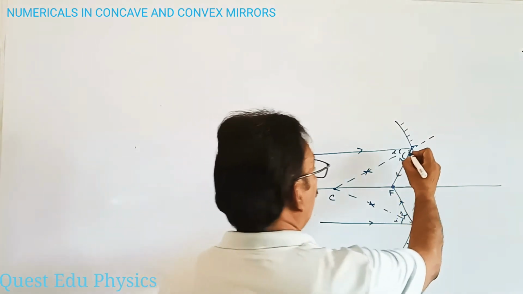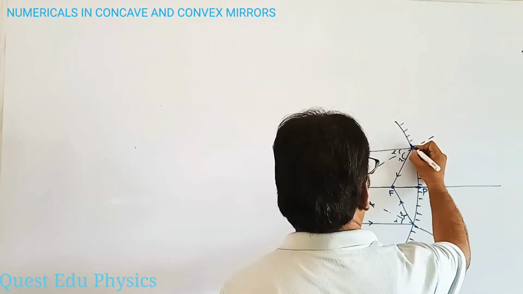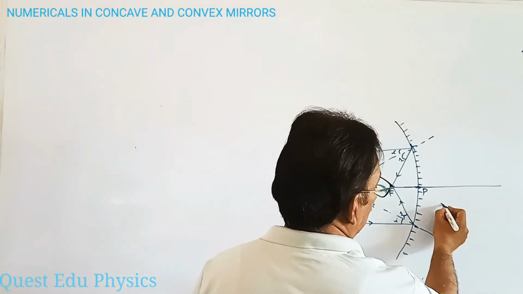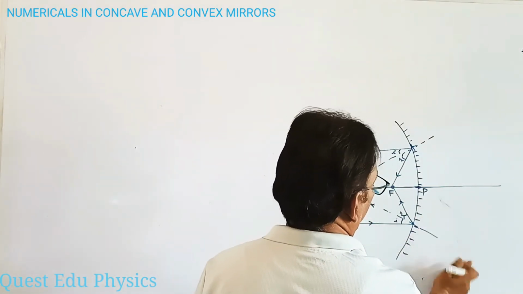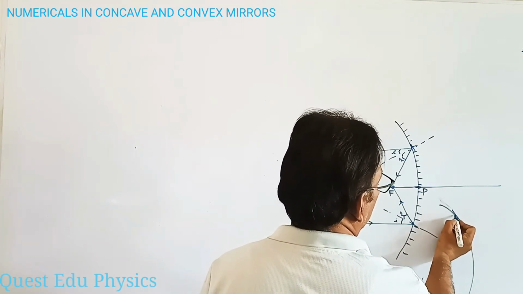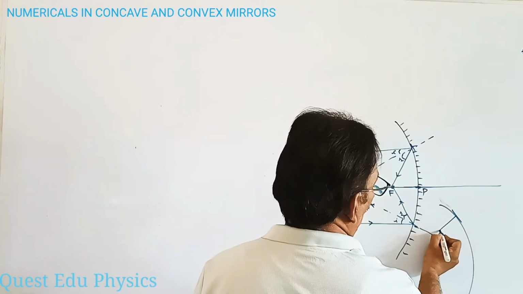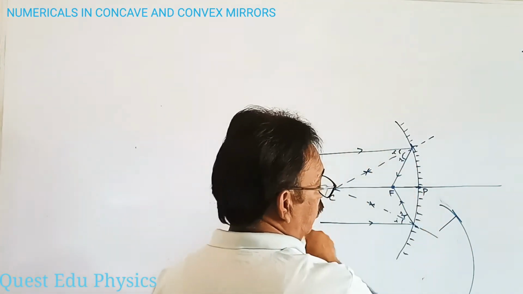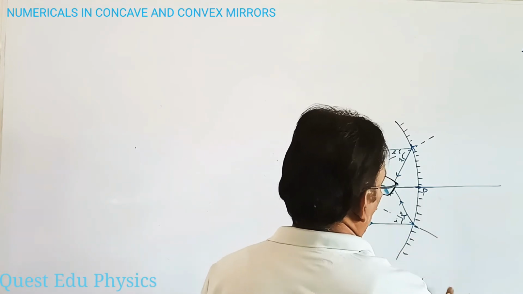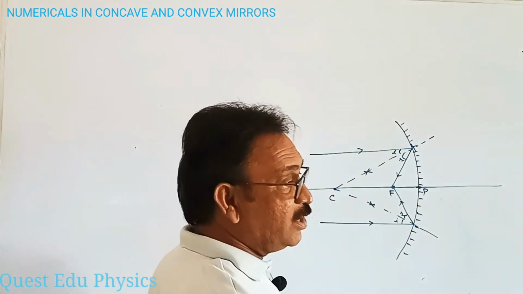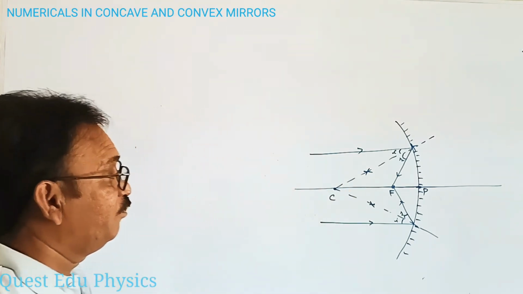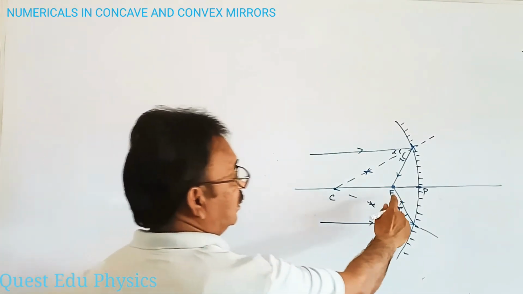Actually, the center of curvature is nothing but a normal which is drawn to the tangent of the curved surface. If you say it is the curved surface and we draw a tangent here and drop a normal, as I showed, that normal drawn from the tangent of the curved surface passes through the center of curvature, students.